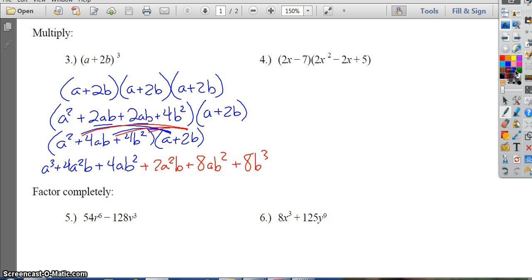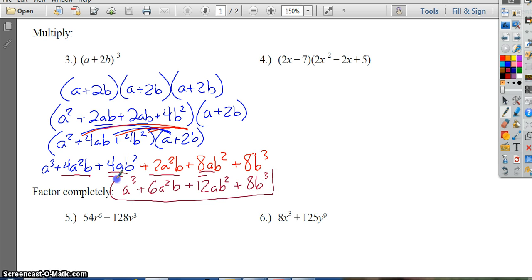And now to finish up, it's nothing but like terms. A cubed has no brackets. My a squared b's, those come together to make 6 of them. I have 6 a squared b's. I now have ab squareds. I have 12 of those, 4 plus 8. And then I finish up with 8b cubed. And there's my final.